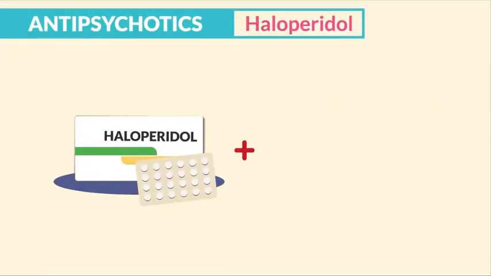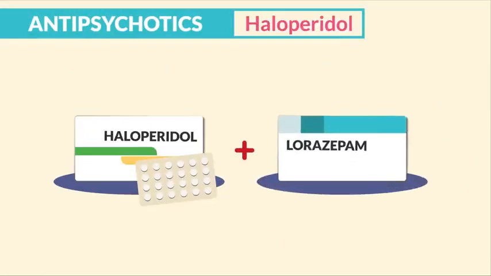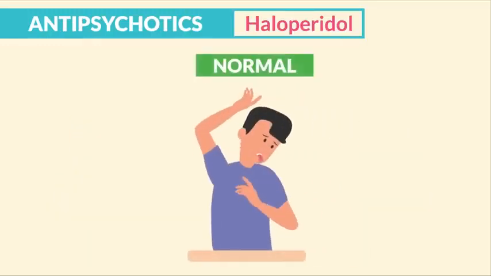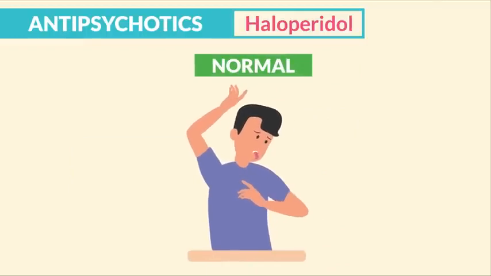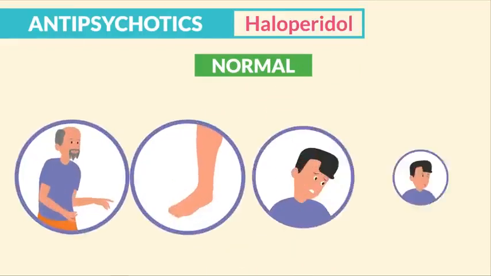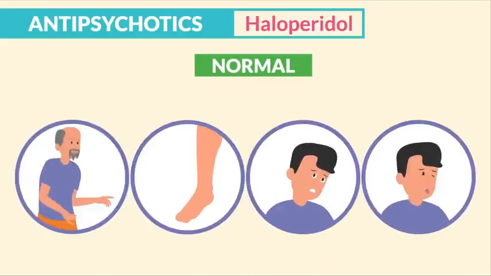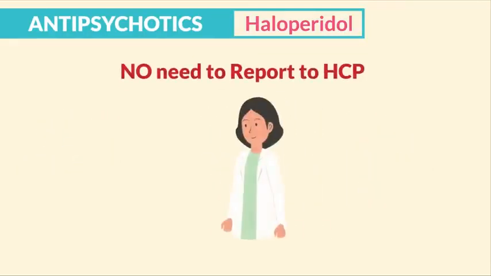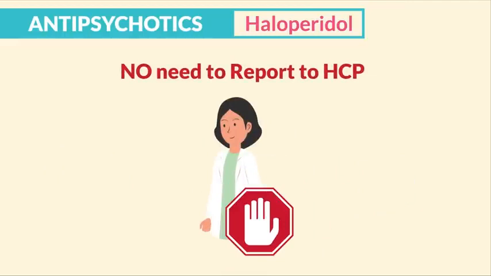It may be given together with short-acting benzodiazepines like lorazepam to control aggressive behavior. Now, common side effects that are normal are the dystonic behavior found in extrapyramidal symptoms, or EPS. So dystonia, or basically spasms and muscle contractions of the neck and face and tongue, guys, these are not life-threatening, so there's no need to report to the HCP.